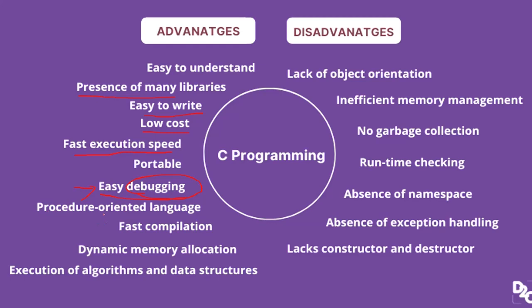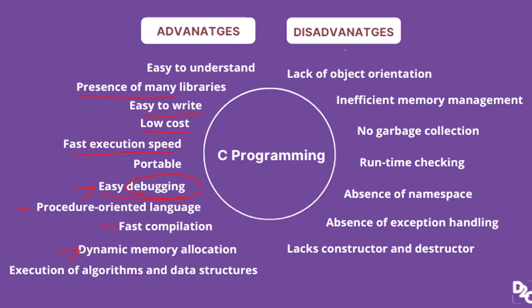Next, C is a procedure oriented language. It is a feature and an advantage also. Next, fast compilation. As we discussed, fast execution and fast compilation are the same. And next one is dynamic memory allocation. When we require any space or when we want to store any data, we can add dynamically. Execution of algorithms and data structures is very easy. So these are the advantages of C language.